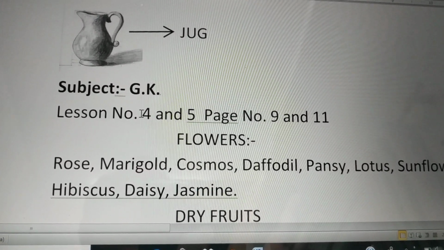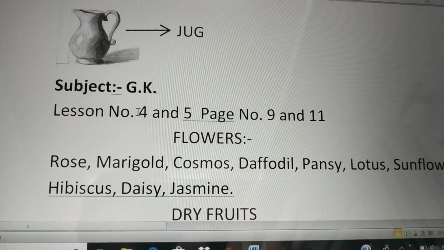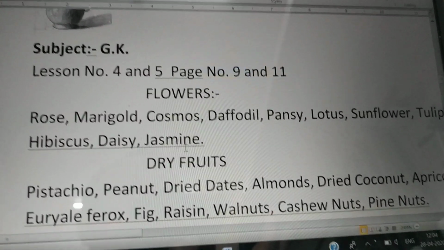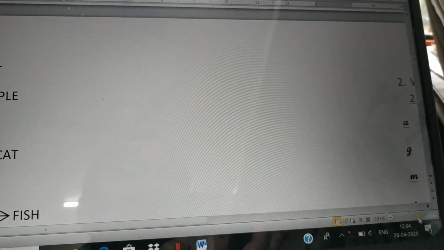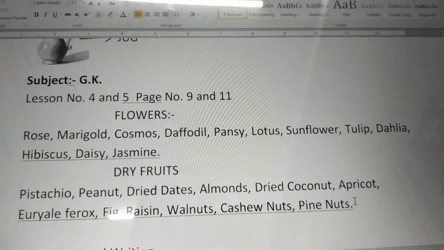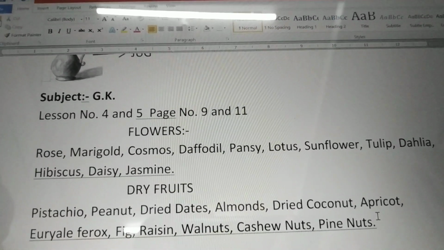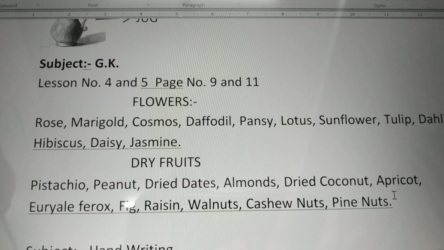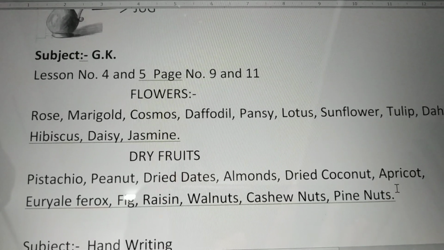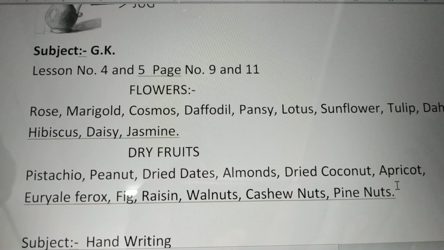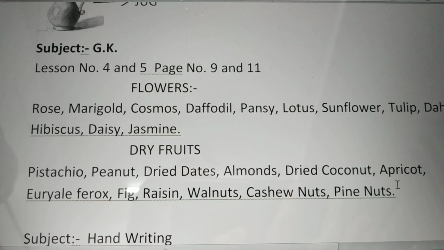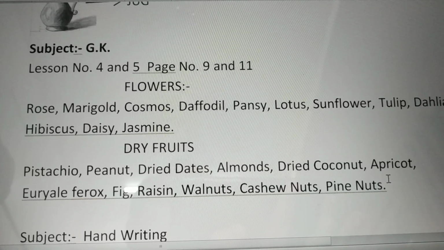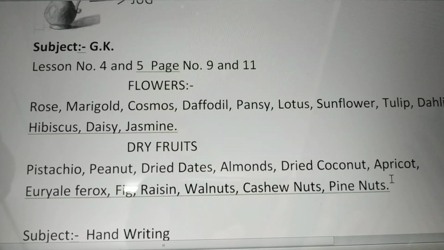Flowers. Marigold, cosmos, daffodil, pansy, lotus, sunflower, tulip, dahlia, hibiscus, daisy, jasmine.